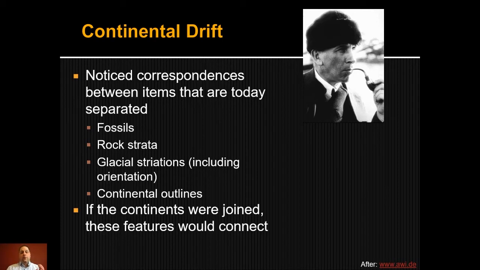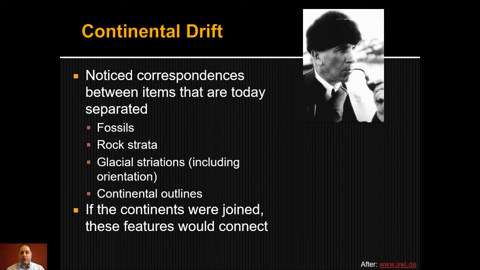So he saw a lot of correspondences between things that today are separated, right? So there are a lot of different fossils that have been separated by the oceans or in different parts of land and rock strata, things like glacial striations. And in fact, he also looked at not just the fact that there were striations in two different locations, but the actual orientation of those striations, the alignments of them matched up.